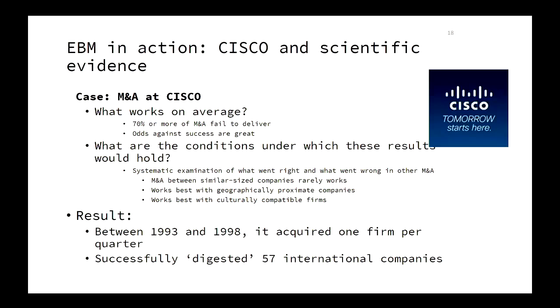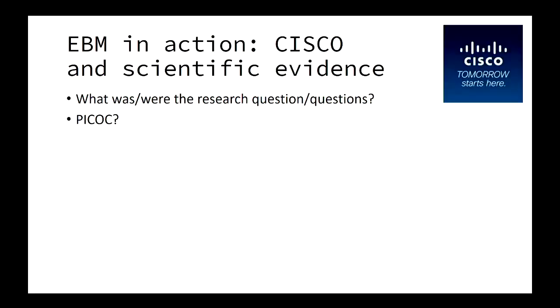Between 93 and 98, they acquired one firm per quarter, which is an astounding rate of acquisition, right? It's so difficult to do, but they were able to do it. And in that time, they acquired 57 international companies. Right? That's a huge number of companies. Even if all of them are not successful, just their ability to do that is impressive. Right? So let's look at this particular example.